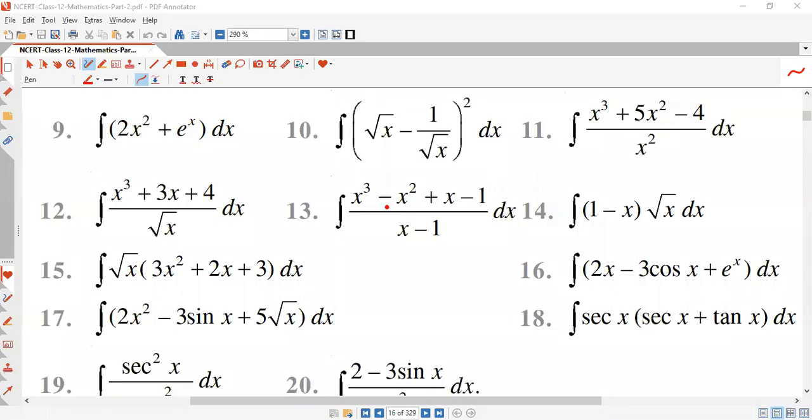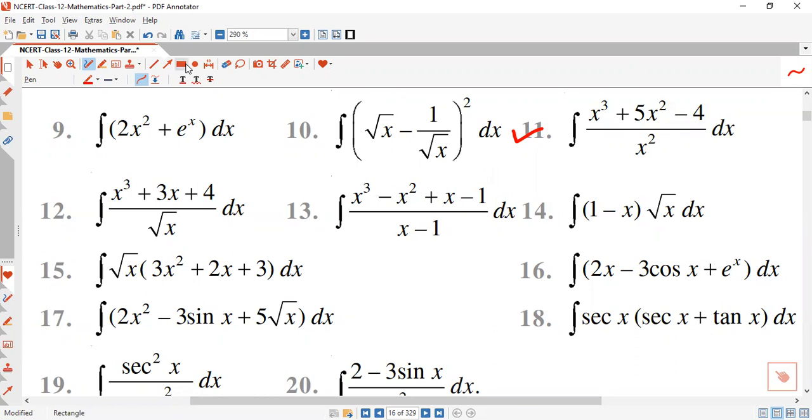Hello, class 12th students. In the previous video, you have seen some integrations of exercise 7.1. Some questions are left, so today in this lecture we will discuss those questions. Questions start from question number 11. We have done up to question number 10.